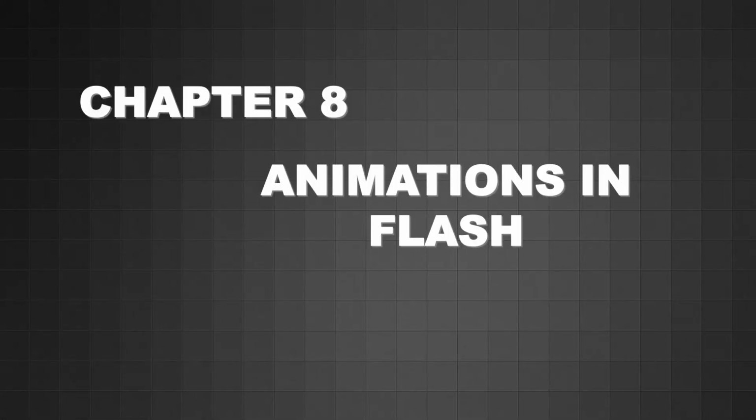Today we are going to start with a new chapter, chapter number 8, Animations in Flash. In class 6, you must have learned how to create a basic animation. You also learned that a Flash movie consists of frames, which are the basic units of a Flash movie. We enter the content for each frame, after which Flash displays the frames in a series to play the movie.